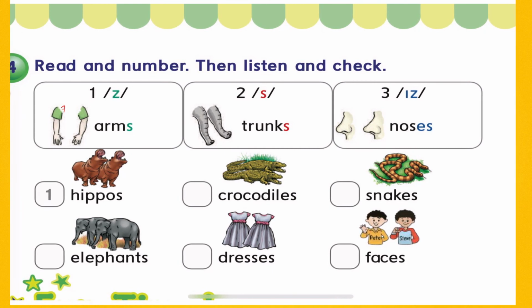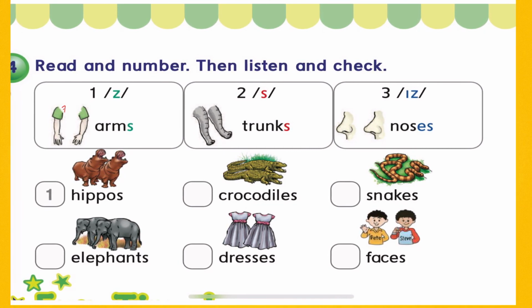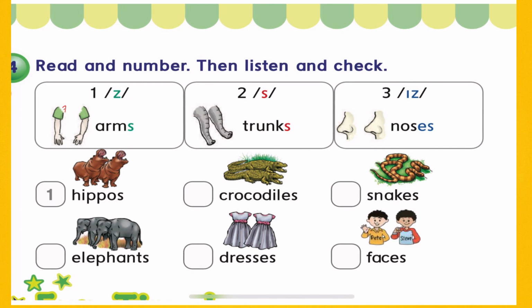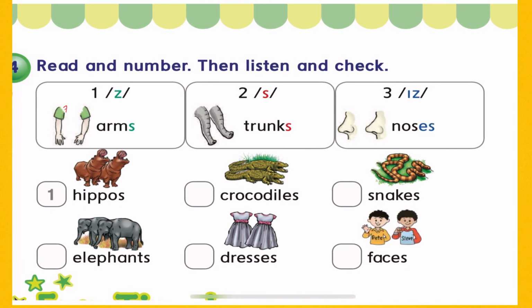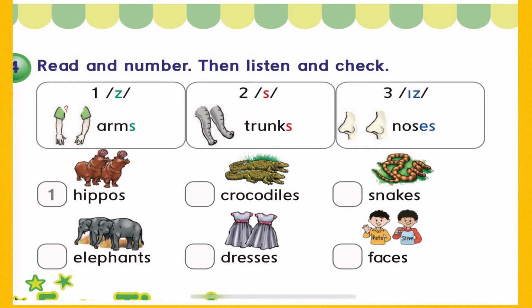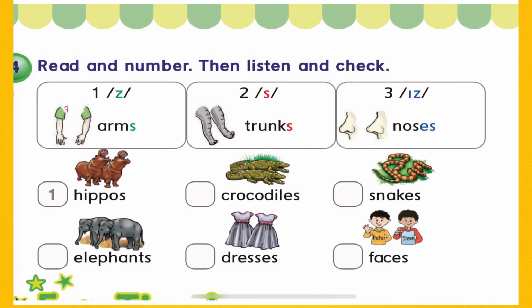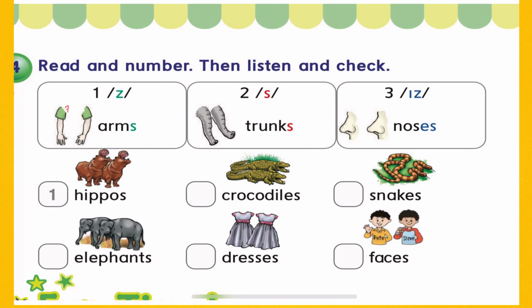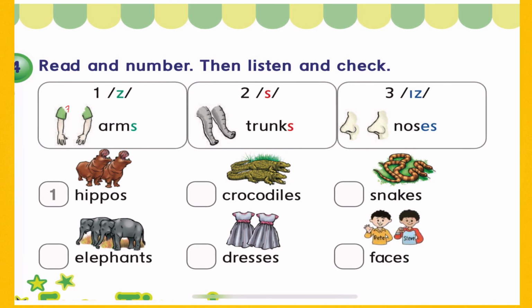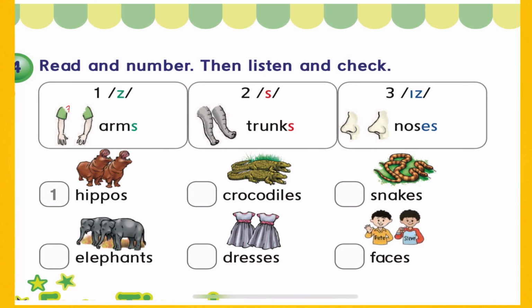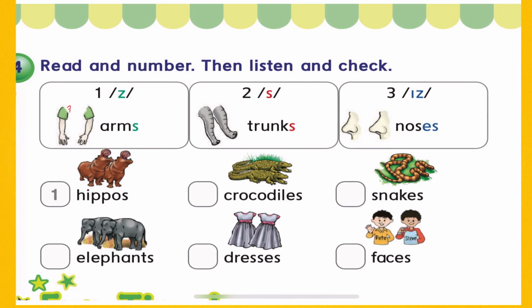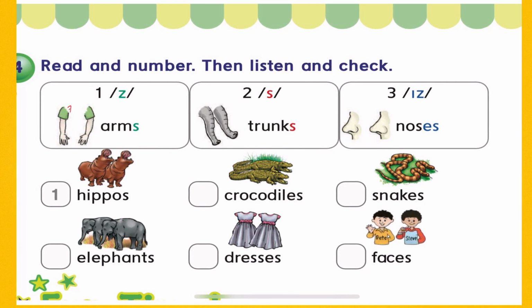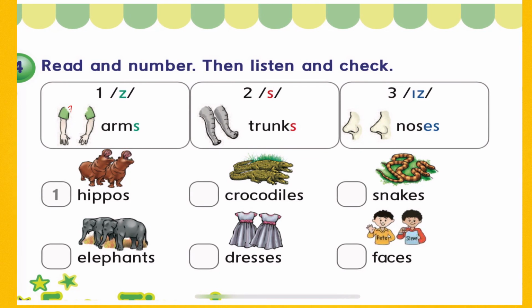Then the next one we have is snakes. Listen, it makes the sound S. So it's number 2. Here in the recording they made a mistake. They put it as number 1, which is wrong. We should put it as number 2. So snakes, like trunks, like elephants. I already exposed the answer, but it doesn't matter.